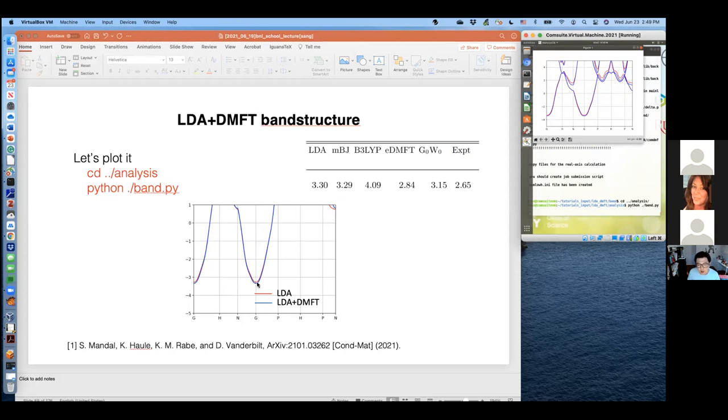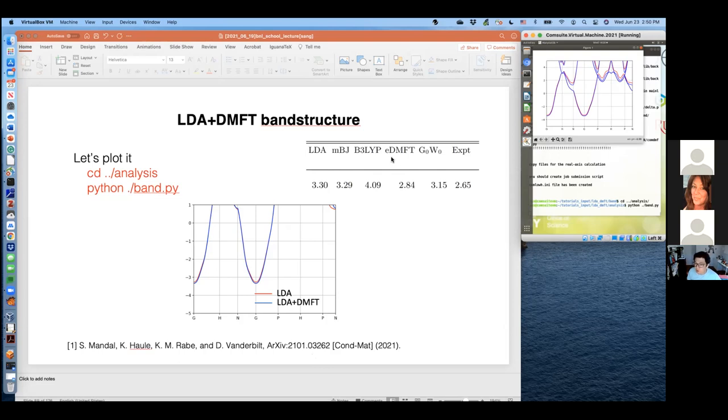As you can see here, LDA is telling us that at the gamma point, the energy is about 3.3, and the LDA plus DMFT calculation tells us more or less the same result. And this is the benchmark calculation within the LDA. They also say in this paper that it is 3.3, and if they use a different exchange correlation functional, then it is 3.29, and sometimes it's 4, but the experimental value is 2.65.